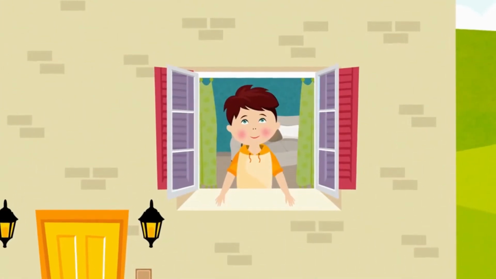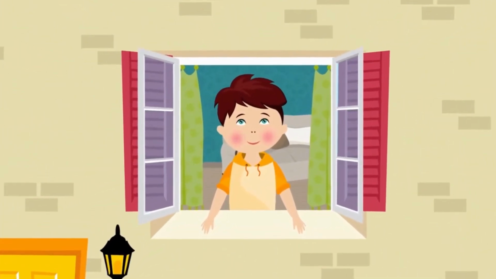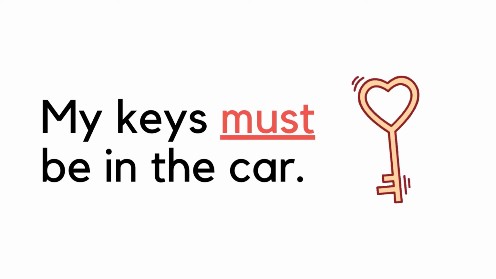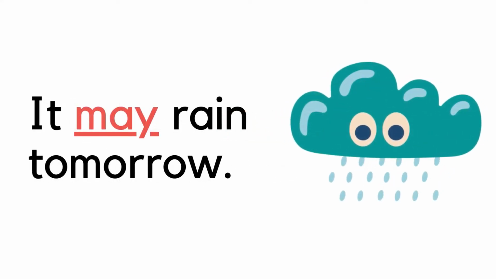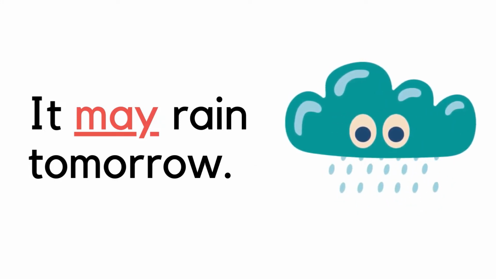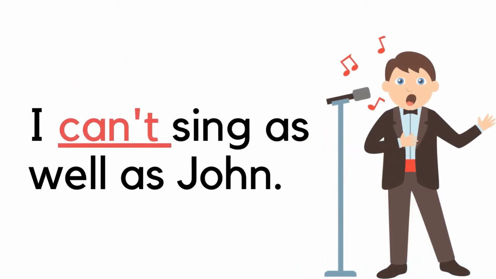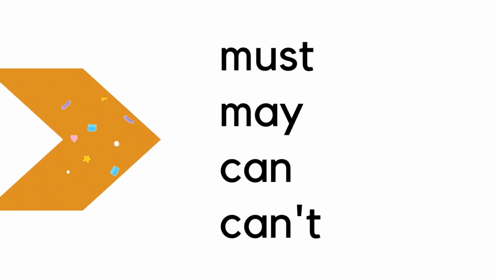Let's look at the use of modals to show if we believe something is certain, possible, or impossible. My keys must be in the car. It may rain tomorrow. I can swim long distances. I can't sing as well as John. Note the modal verbs used to speak about certainty, possibility, or impossibility.